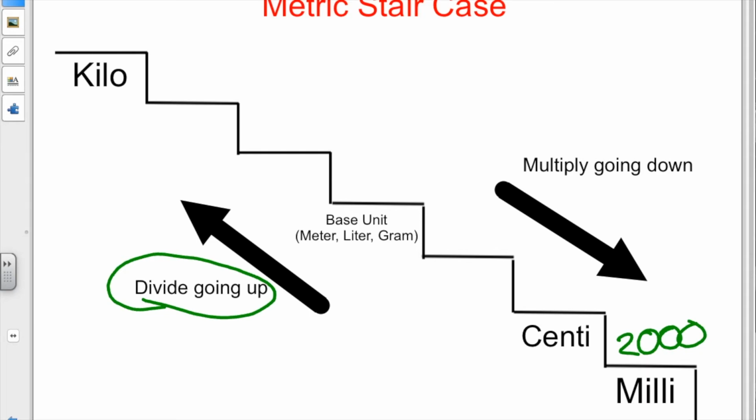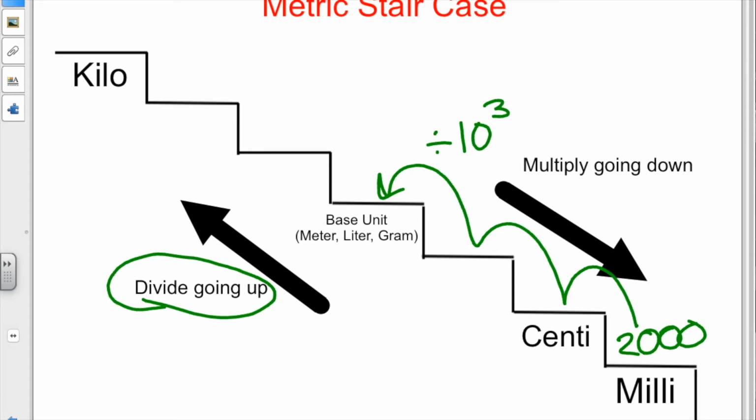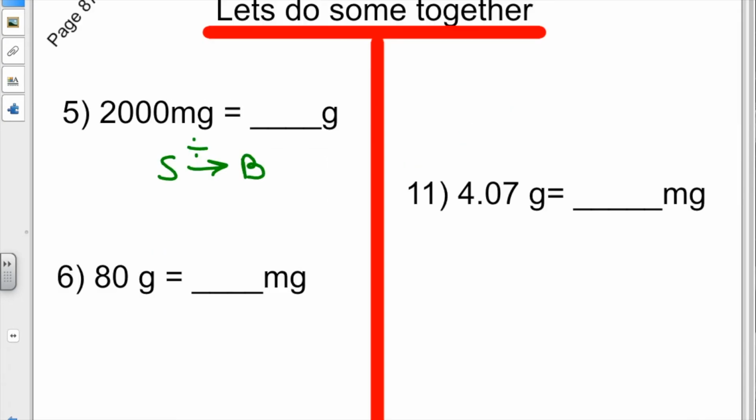All right. We have 2,000 milligrams up 1, 2, 3 steps. So we need to divide by 10 to the third. Boys and girls, what is 10 to the third? What number is the same as 10 to the third? Remember, 10 times 10 times 10 would be 10 to the third. So we need to divide by 1,000.